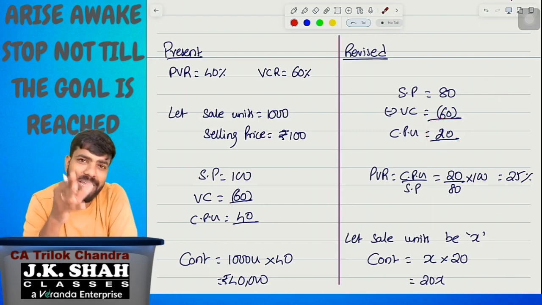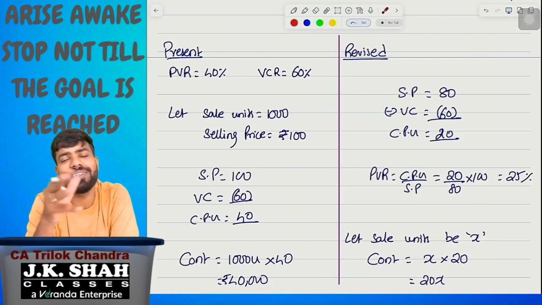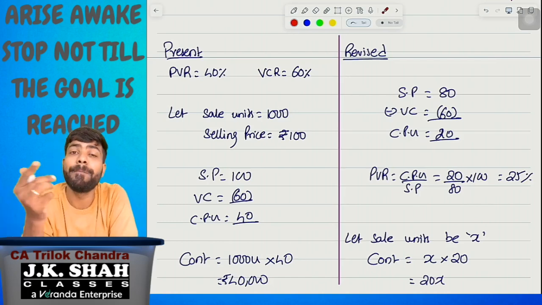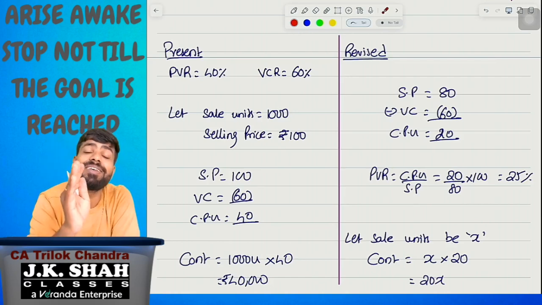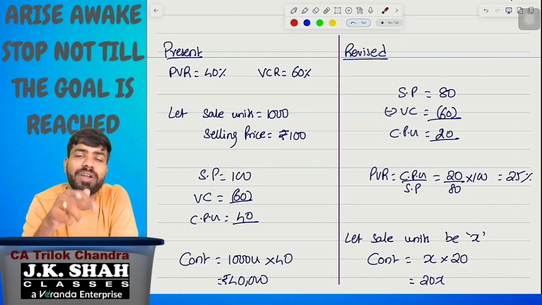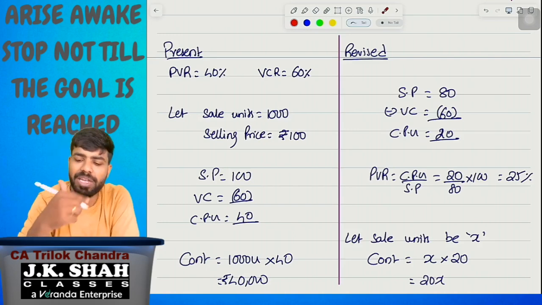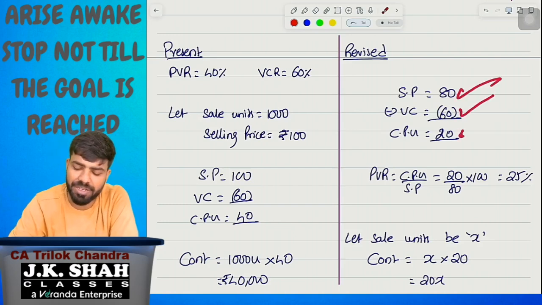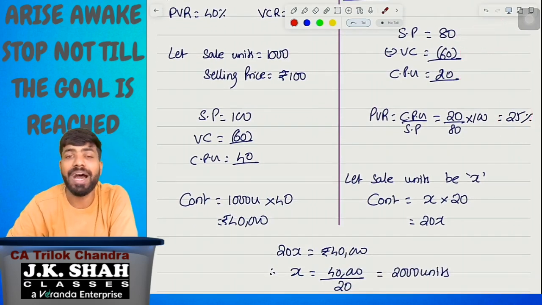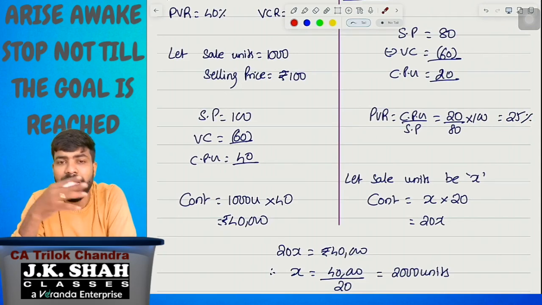And one more thing. PV ratio they have given is 40%. Will it be constant by changing the selling price? Absolutely no. Selling price is changing, so PV ratio also changes. PV ratio is constant when the sales is changing, but here sales is not getting changed. What is changing? Selling price is getting changed. Do you understand? Selling price is 80, variable cost per unit is 60, contribution per unit is 20. Now I calculate the PV ratio. PV ratio is 25%. Earlier it was 40%. Now the PV ratio is 25%. Now look at here.